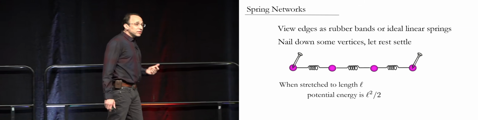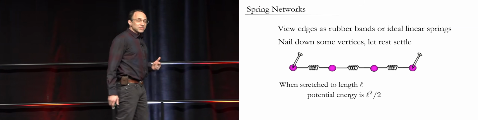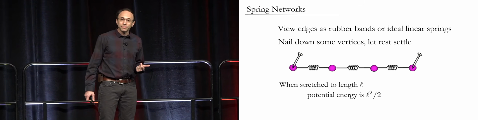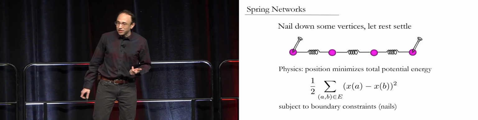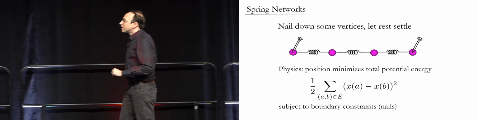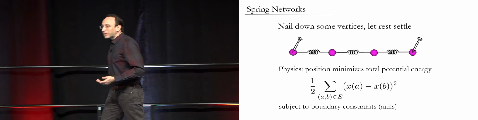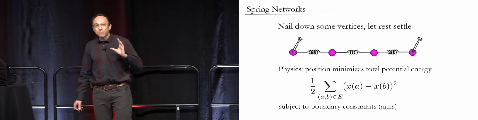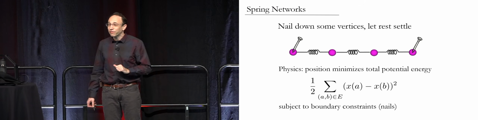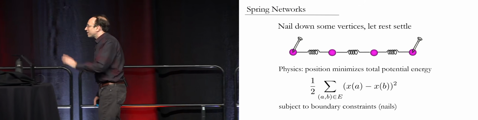We can also think of this in terms of quadratic forms. When an ideal linear spring with constant 1 is stretched to length L, it has potential energy L squared over 2. And physics tells us that the position that these nodes will land in is the one that minimizes the total potential energy. So this is going to be a very important term in this talk, this potential energy. I call it the Laplacian quadratic form. So let me explain what it is.